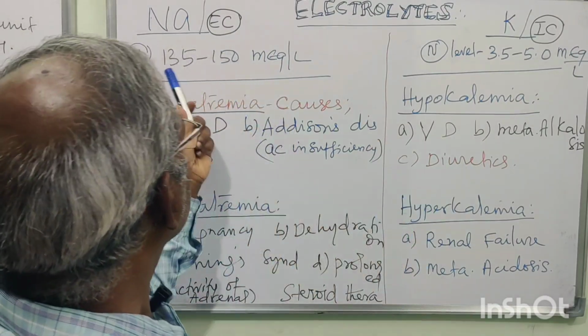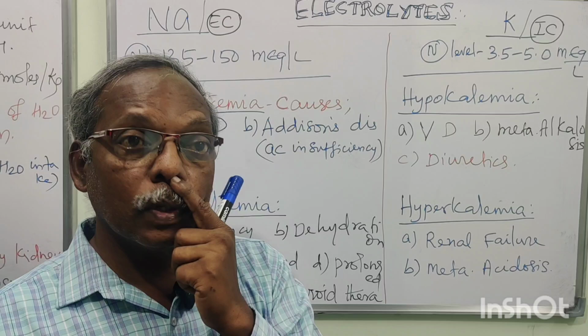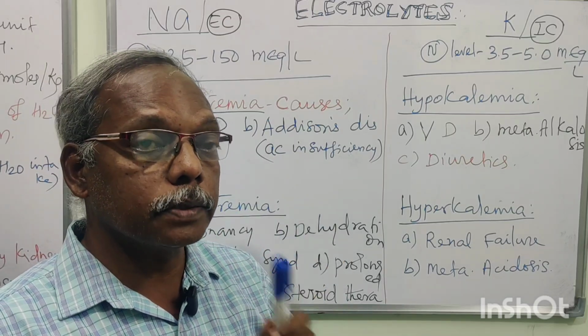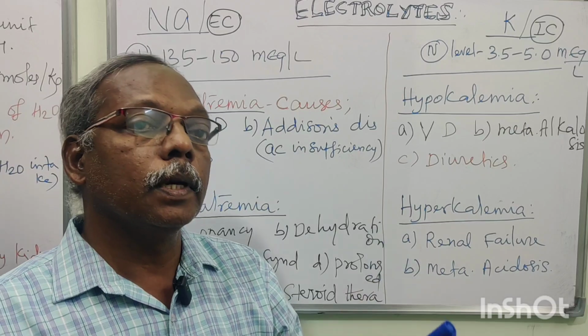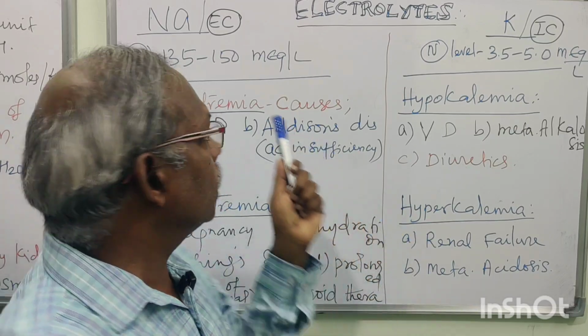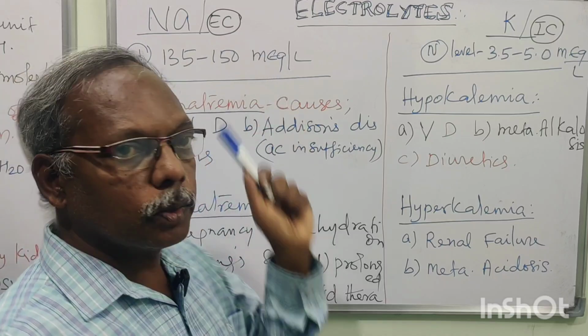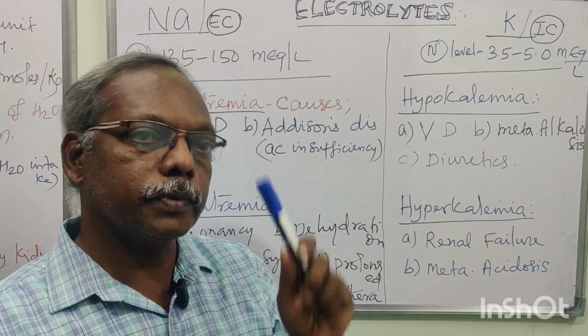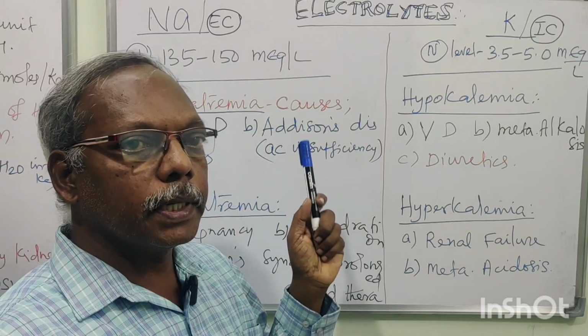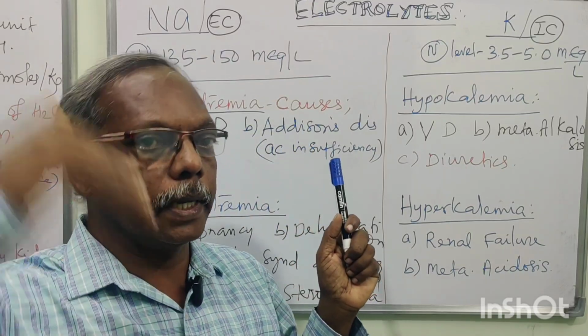Okay. First one is sodium, the normal value is 135 to 150 milliequivalents per liter. The unit is very important. If you do not mention the unit, they will definitely reduce your marks. 135 to 150 milliequivalents per liter is the normal value of sodium. Hyponatremia, that is, the level will be decreased. Hypernatremia, the level is high, right?